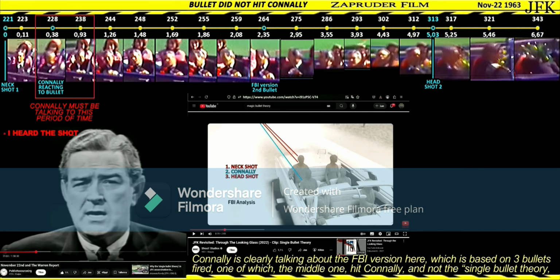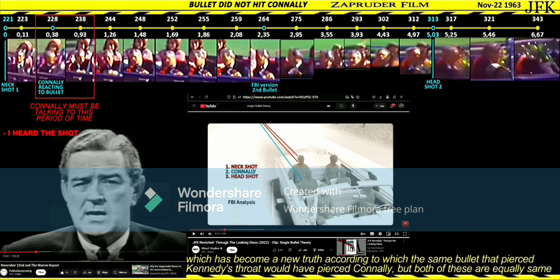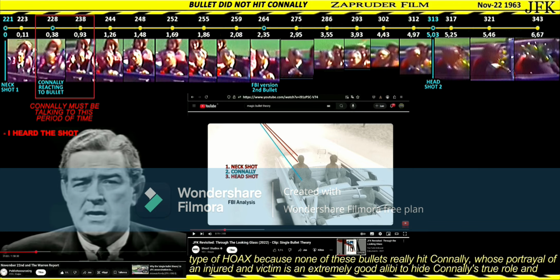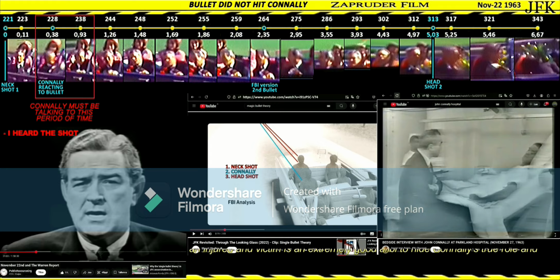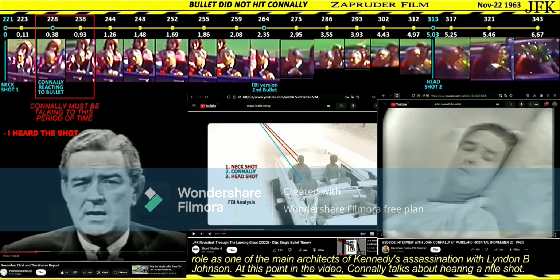Connally is clearly talking about the FBI version here, which is based on three bullets fired, one of which, the middle one, hit Connally, and not the single bullet theory, which has become a new truth according to which the same bullet that pierced Kennedy's throat would have pierced Connally. But both of these are equally the same type of hoax, because none of these bullets really hit Connally, whose portrayal of an injured victim is an extremely good alibi to hide Connally's true role as one of the main architects of Kennedy's assassination with Lyndon B.